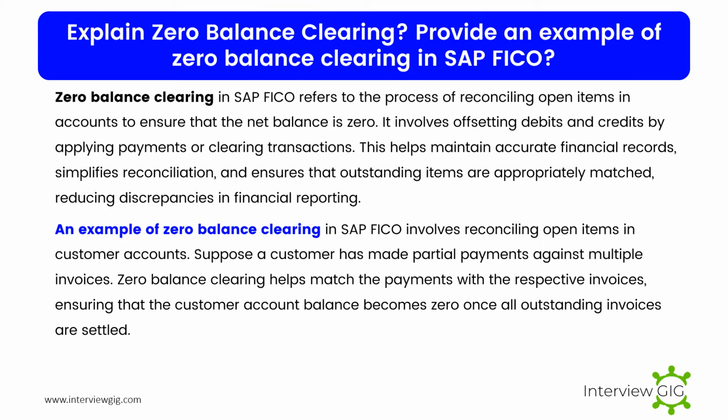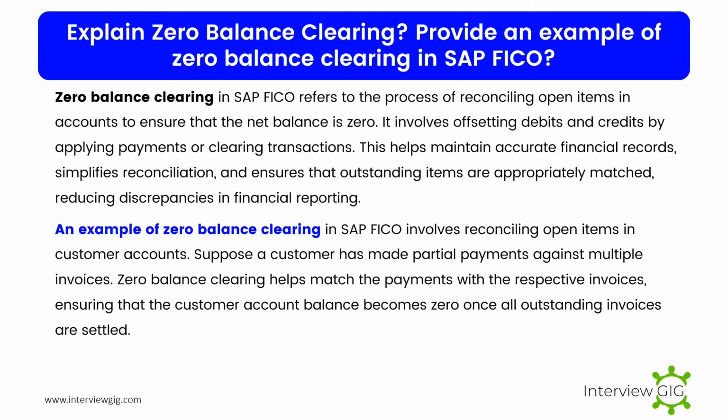Explain zero balance clearing. Provide an example of zero balance clearing in SAP FICO. Zero balance clearing in SAP FICO refers to the process of reconciling open items in accounts to ensure that the net balance is zero. It involves offsetting debits and credits by applying payments or clearing transactions. This helps maintain accurate financial records, simplifies reconciliation, and ensures that outstanding items are appropriately matched, reducing discrepancies in financial reporting.